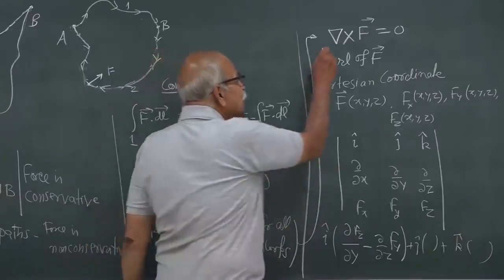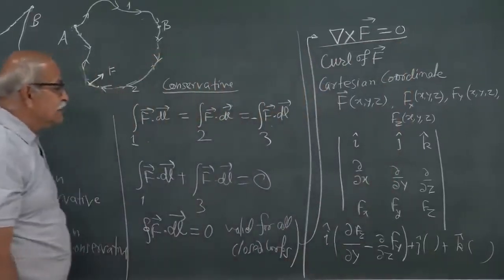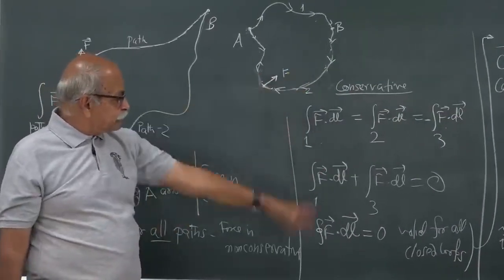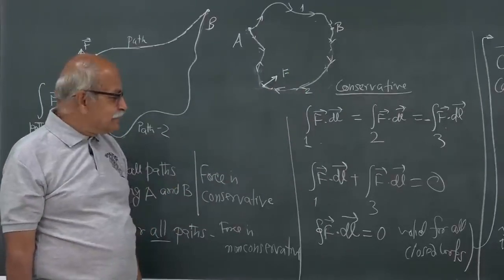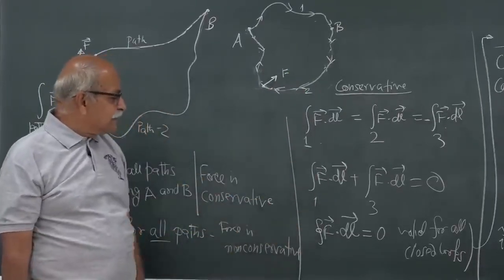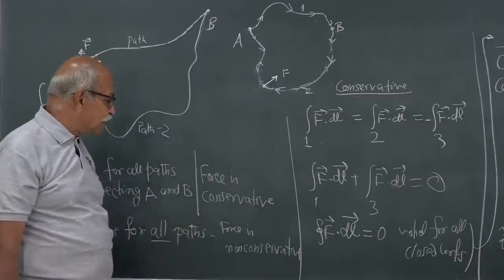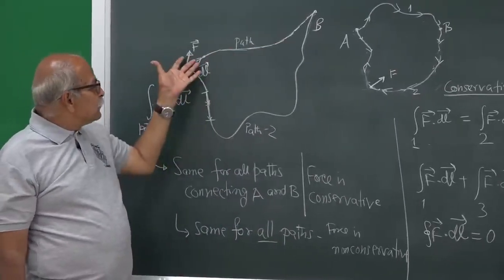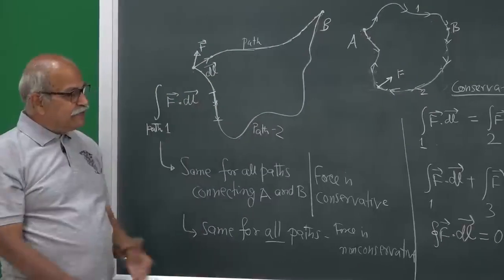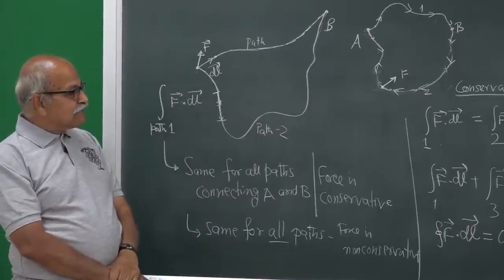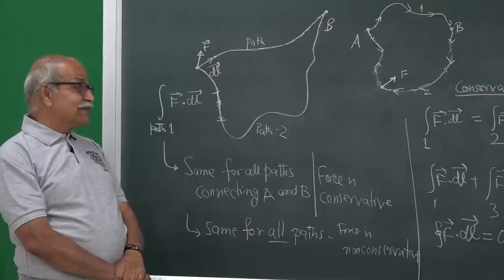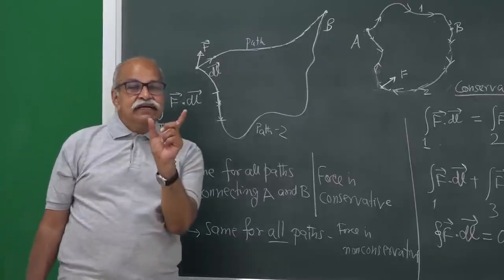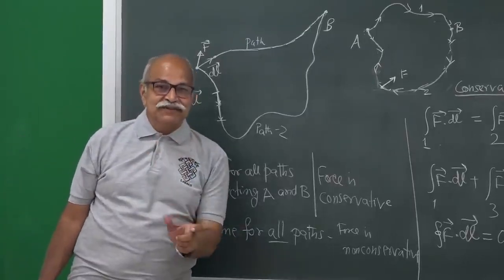So, this is another way of telling that a force is conservative. For a conservative force, curl of F is 0 at all points. For a conservative force, this integral F dot dl on a closed path is 0 for all closed paths, or between the same two points, this integration is the same for all paths. So, these are the ways in which you can identify whether the force is conservative or not. Why do we say that the force is conservative? If something of this kind happens, what is conserved, why is it called conservative? That is on the next board.